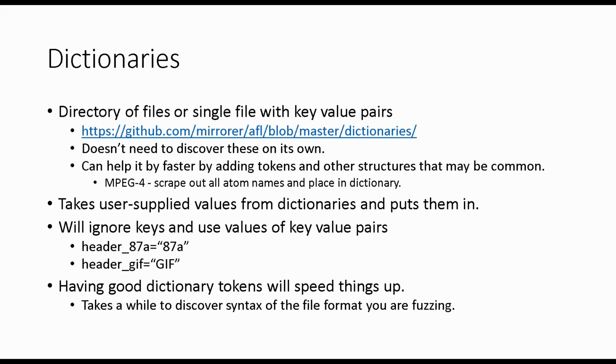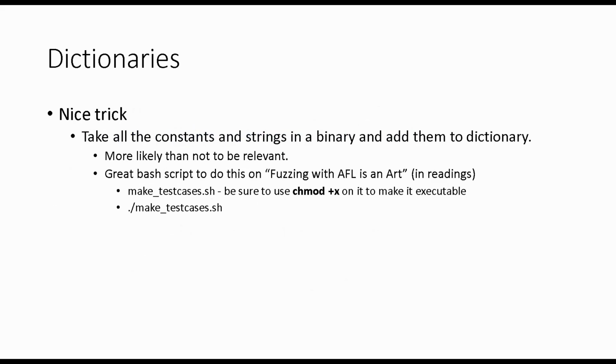A legitimate GIF. So if you're fuzzing a GIF, help it out and include that so it knows to maybe make use of that. One other trick that you could do, and we'll show you later on in our little demo here, and if you go to the readings, you can actually get the code off of the GitHub, is we go and take all the constants and all the strings in a binary and we add them to a dictionary. If it's in the actual binary itself, there's a much greater likelihood that it could be relevant. So scrape it out and make use of it.